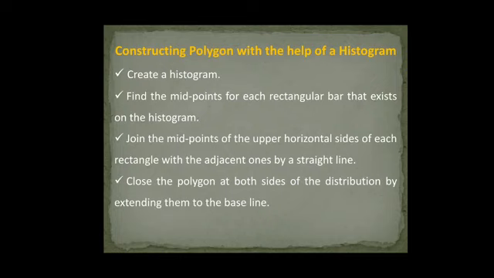Then the third step is to join the midpoints of the upper horizontal sides of each rectangle with the adjacent ones by a straight line. Then close the polygon at both sides of the distribution by extending them to the baseline. The figure so formed is called a frequency polygon. Let us consider an example to understand this process in a better way.